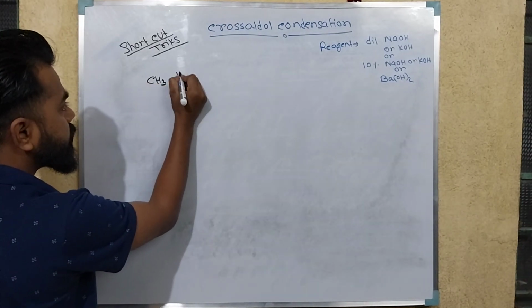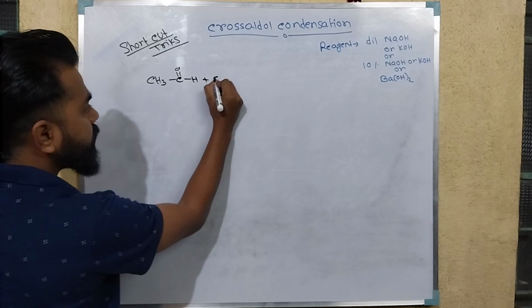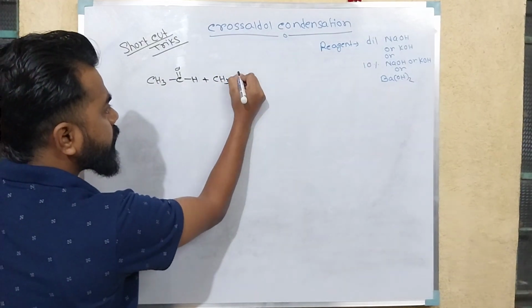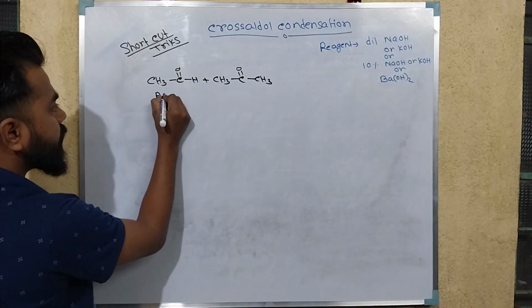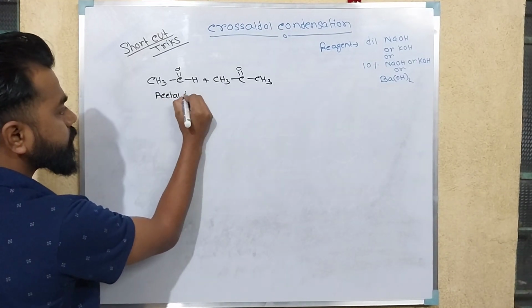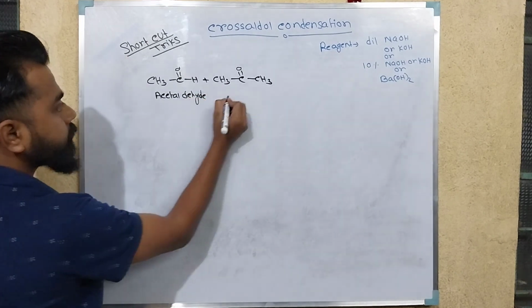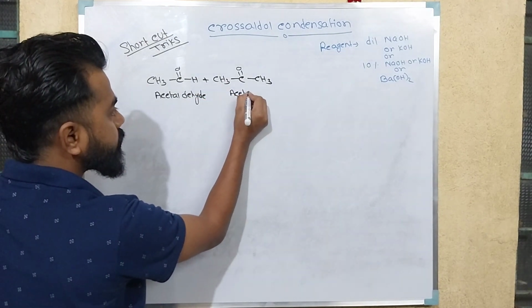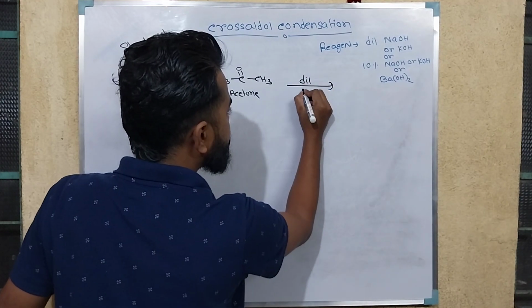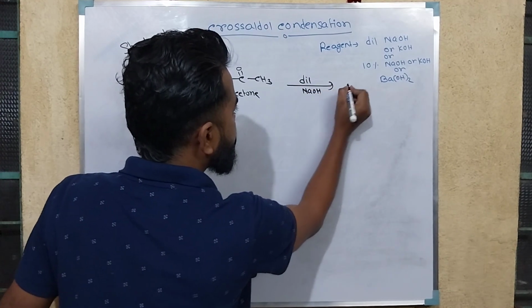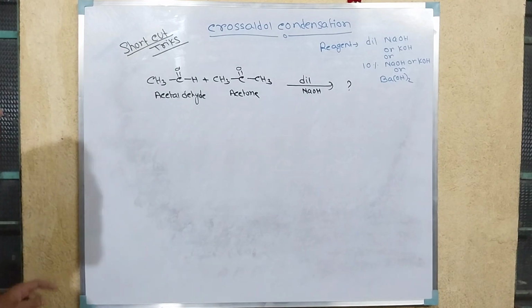CH3CHO, that is CH3 C double bond O H, plus CH3 C double bond O CH3. This is acetaldehyde. This is acetone. Reagent dilute NaOH. How we write the products, okay?